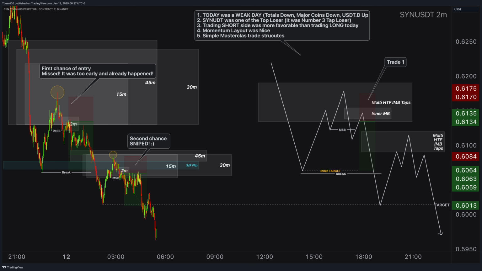Later on, price breaks and creates this nice support and resistance flip zone, an overall zone. The exact same price action happens. Multi-level high time frame imbalance zone, price pulls back to this zone, and then an inner structure break with an inner imbalance. And here is your chance of sniper entry. This type of movement keeps happening every single day actually.